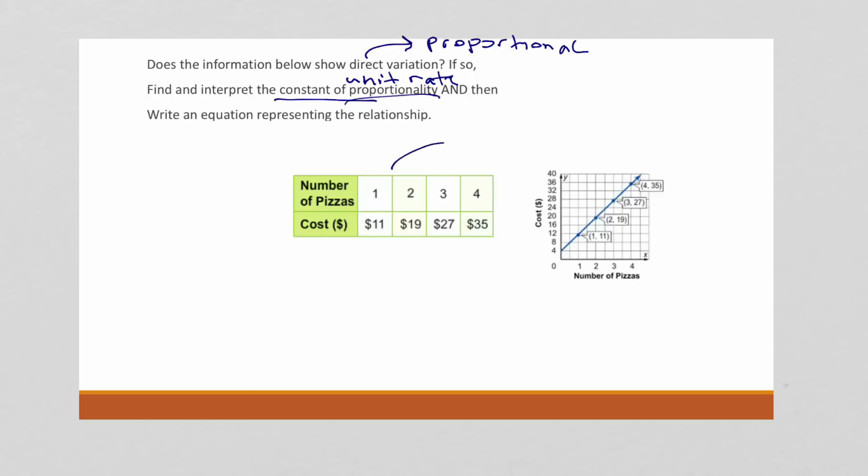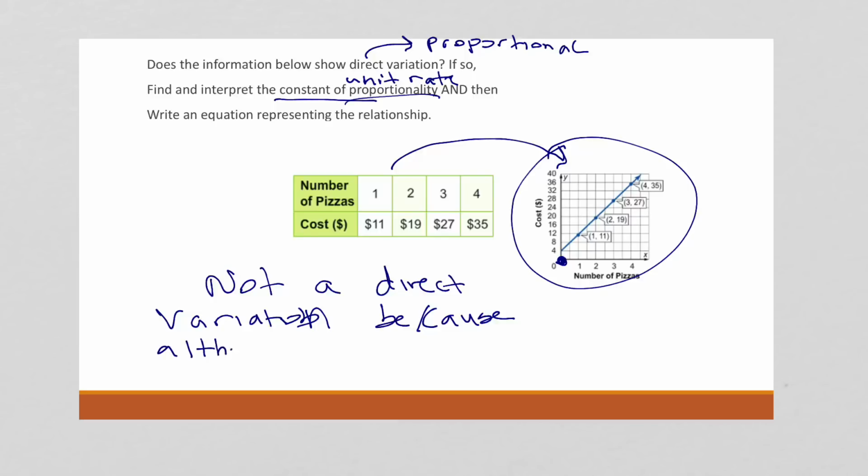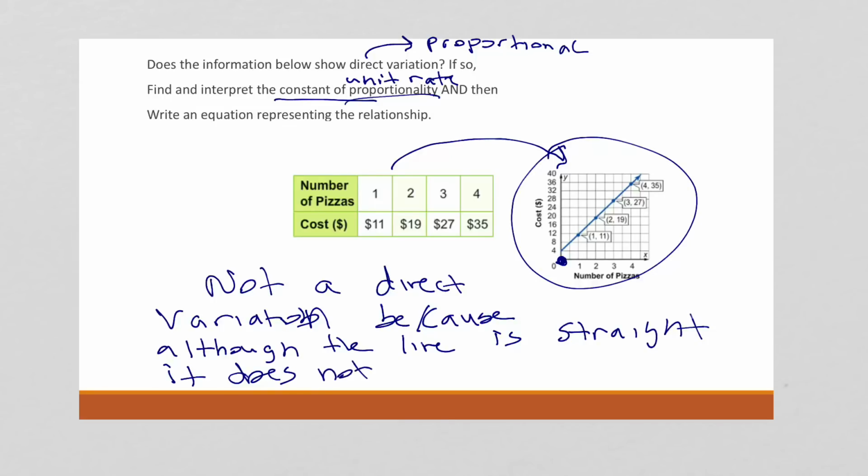Well, if this table represents that graph, how do we know if this is a proportional relationship? It has to be a straight line through the origin. Is this a straight line? No. I'm sorry. Yes, it is a straight line. Does it go through the origin? No. So it's not a direct variation, because, B-E-C-A-U-S-E, although the line is straight, it does not go through the origin.